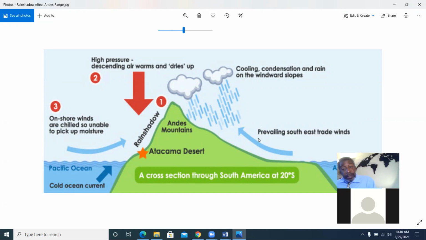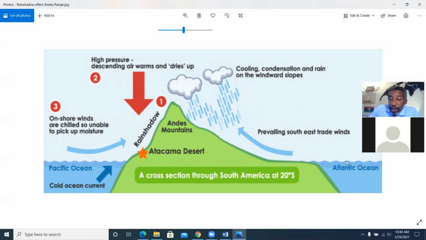But in South America, it's the opposite. Prevailing winds are the southeast trade winds. They blow in the opposite direction of the westerlies wind belt that affects us. And so when that happens, these trade winds come off of the Atlantic Ocean, pick up moisture, and then drop that moisture on the windward side of the Andes range. So this is where Iquitos, Peru is, over here on this windward side. So they get a lot of precipitation.